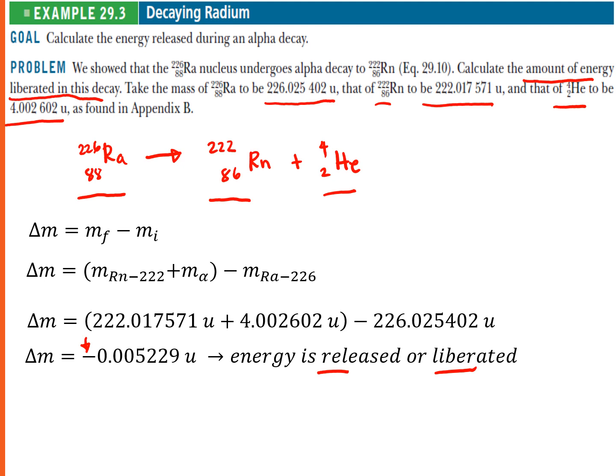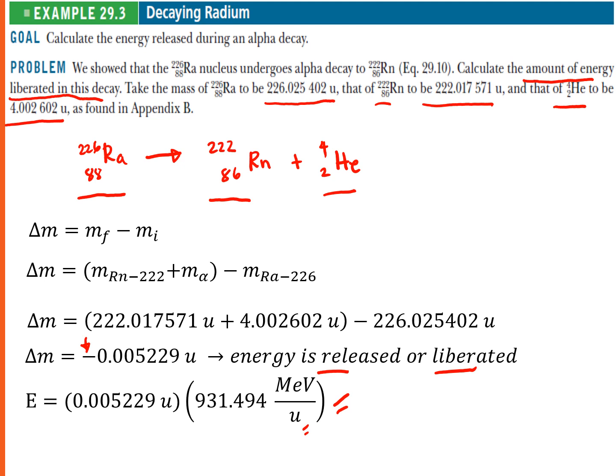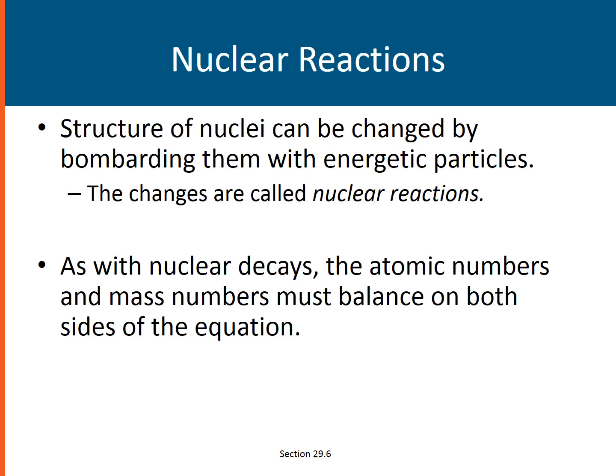Now, to convert this mass into energy, we will just have to multiply with the conversion factor that for every unified mass unit we have 931.494 mega electron volts, and therefore the energy that is liberated in this decay is 4.871 mega electron volts.